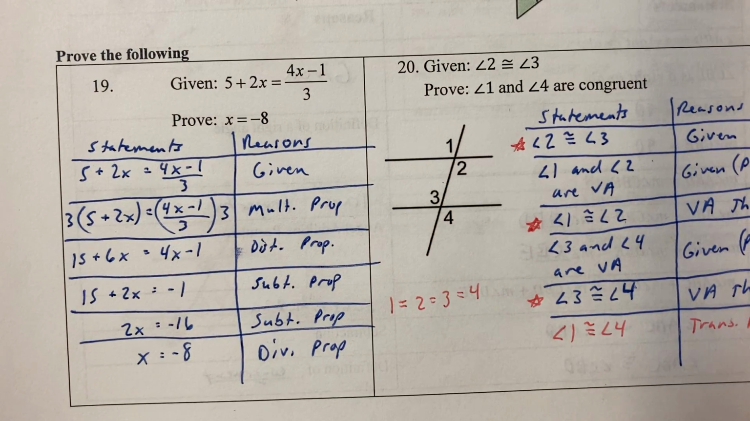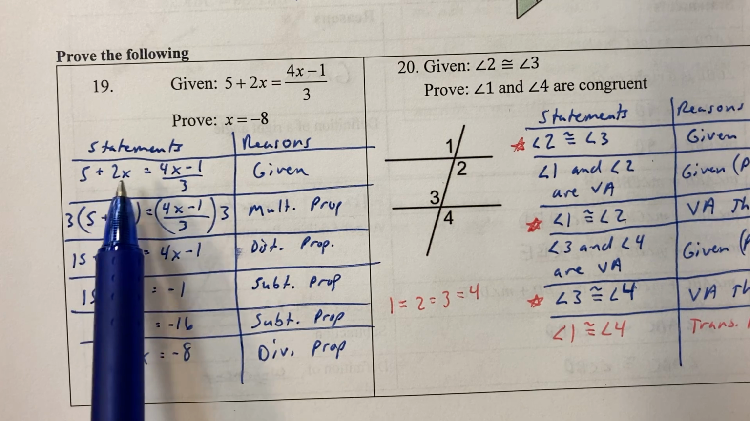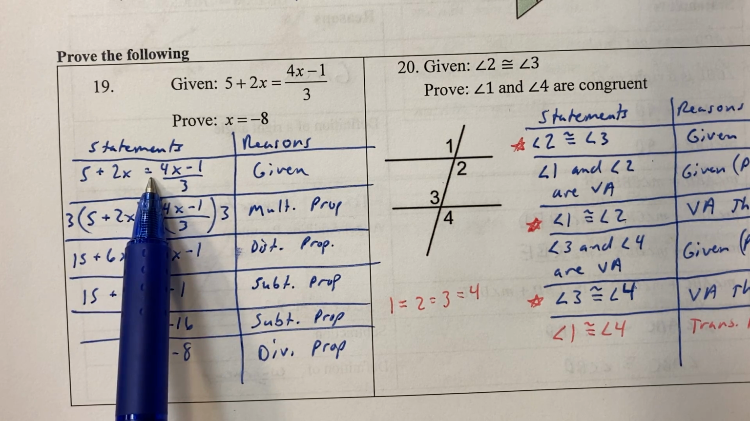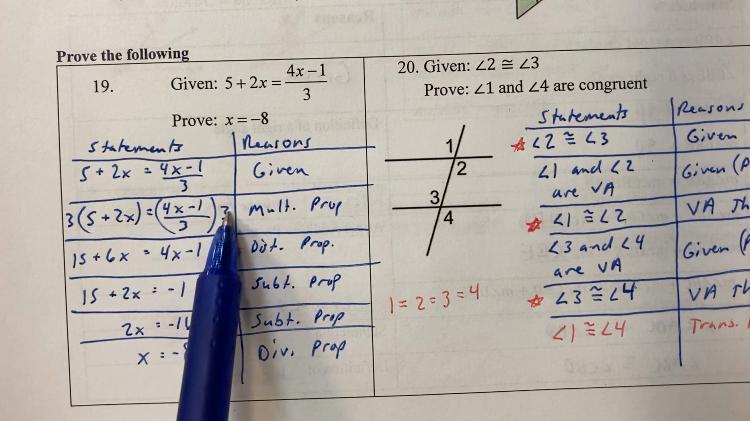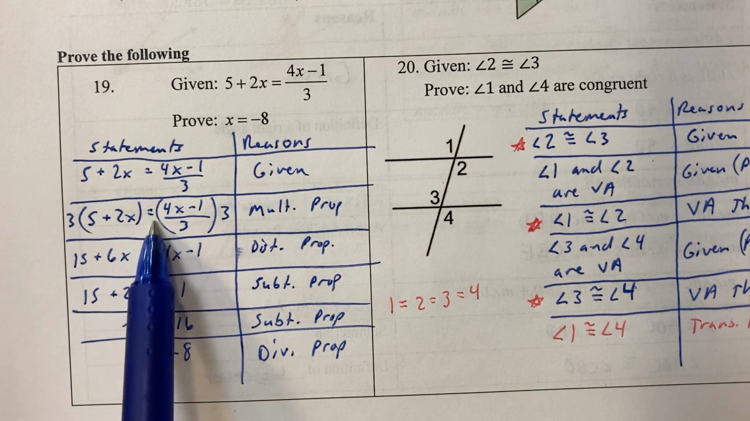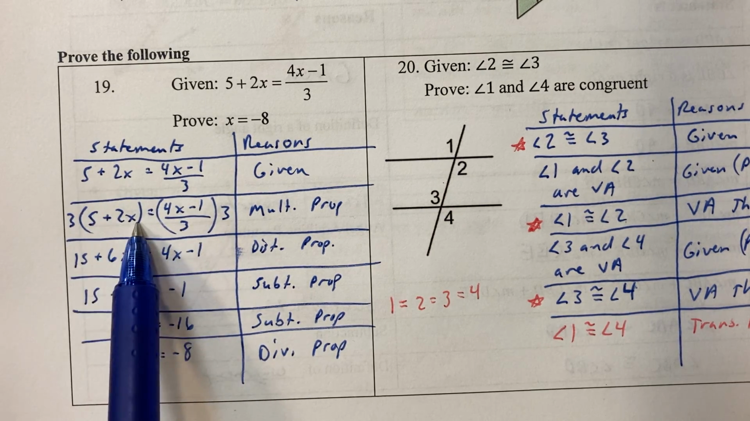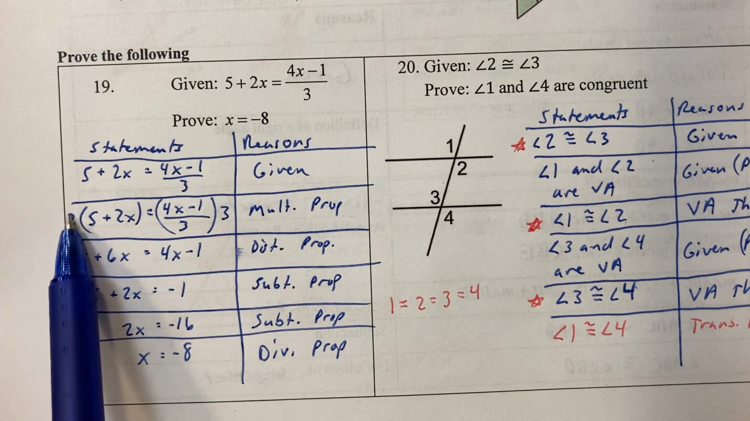19, here's your algebra proof. Start with our given. Now, the first thing I'm going to do is get rid of this 3. Gets rid of my fraction. So to get rid of the 3, I have to take this whole thing and multiply it by 3. And I have to take this whole thing and multiply it by 3.